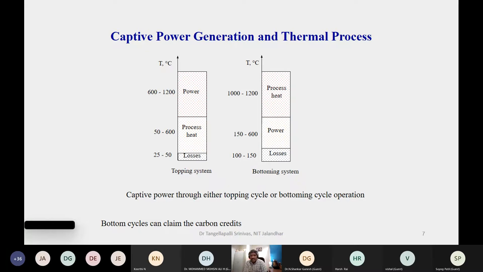But what about the environmental point of view, especially our carbon credits here? The first option, the topping system, is not eligible for carbon credits. They can't claim any benefits of this power generation. Whereas the second option, instead of letting this hot gas into the atmosphere, they are generating wealth, waste to wealth.